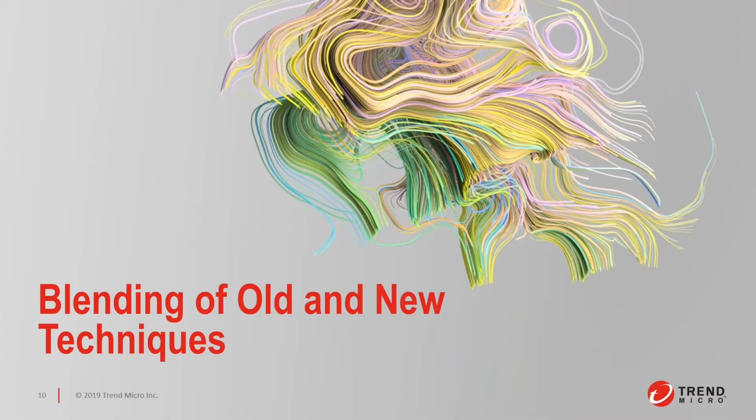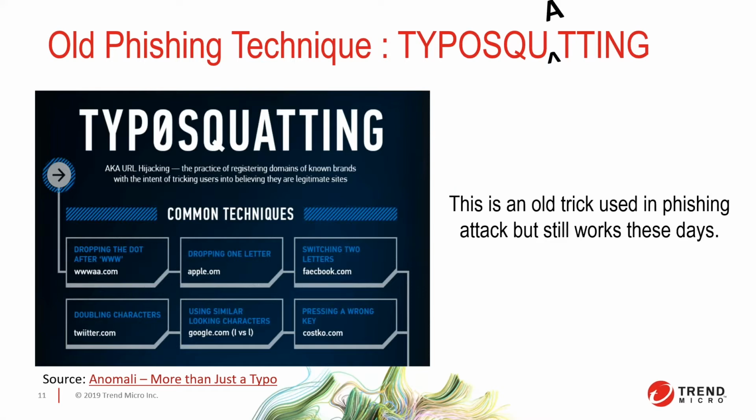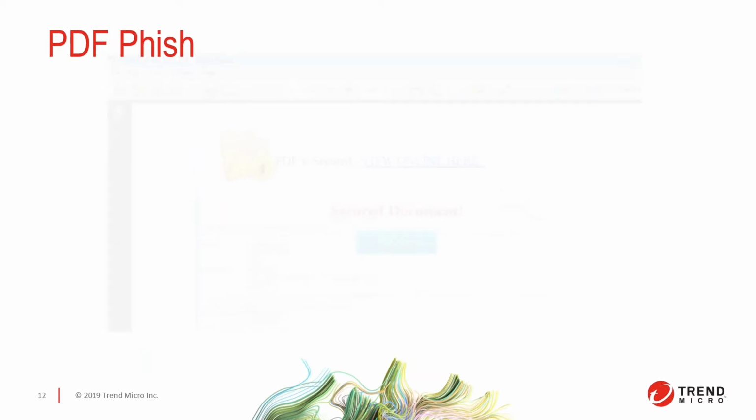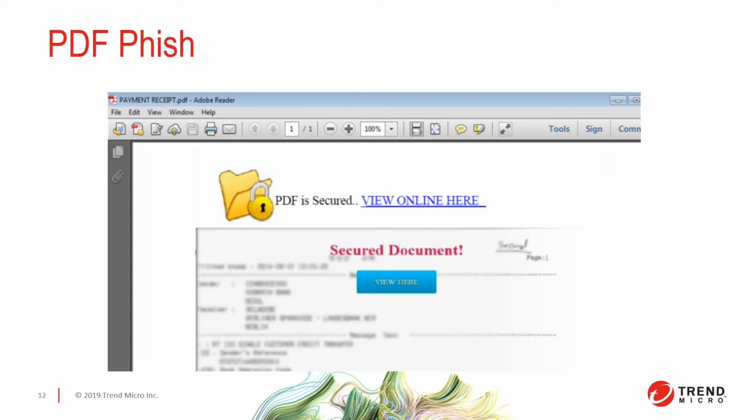Now we're going to look into the blending of old and new techniques used by threat actors to propagate their phishing agenda. The first one is an old phish technique, which is typo squatting. The threat actor would intentionally register domains with slight variations on existing web addresses to pick up traffic of misspelled URLs due to human error. Then in 2019, there was a rise in phish URLs wherein the arrival vector would be via email. We would call it PDF phish.